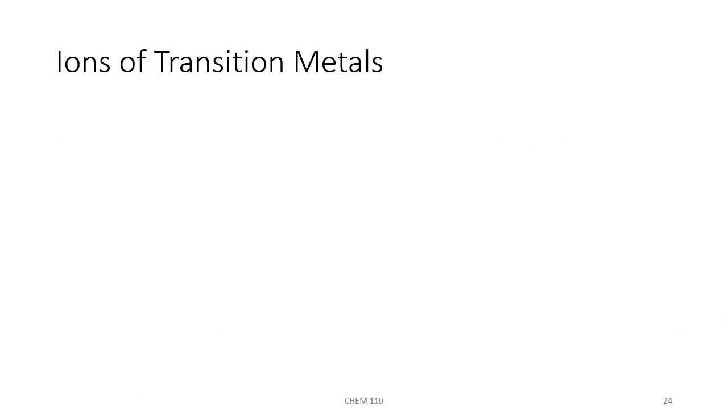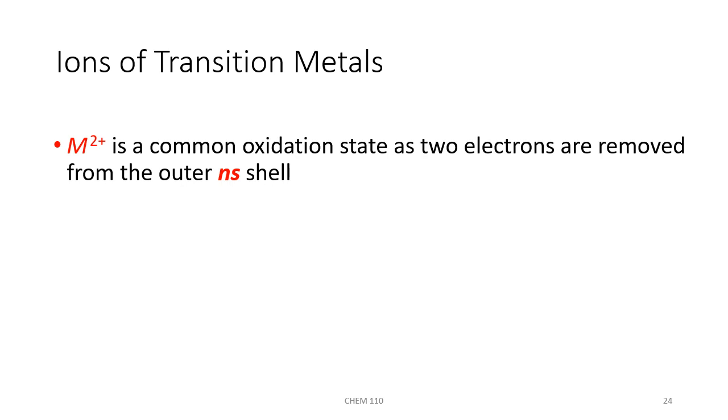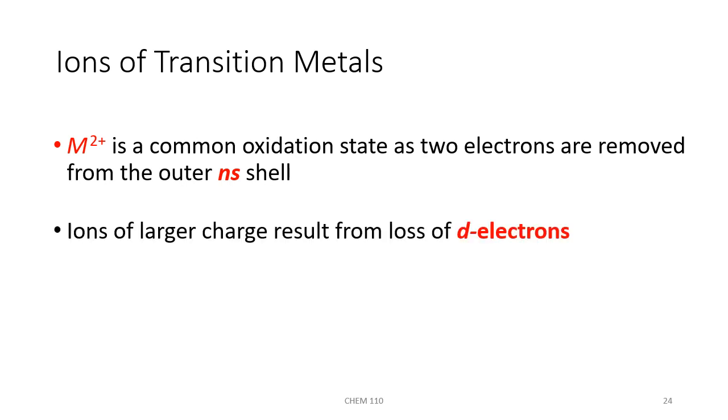You might have noticed that if you look at the charges that a lot of our transition metals form, many of them form a +2 charge or a +2 oxidation state. And that's because they can lose electrons from that previous ns subshell that filled before the d subshell that the transition metal electrons are in. And the ions that are higher than 2+ for the transition metals must all be the result of losing some of their d electrons.